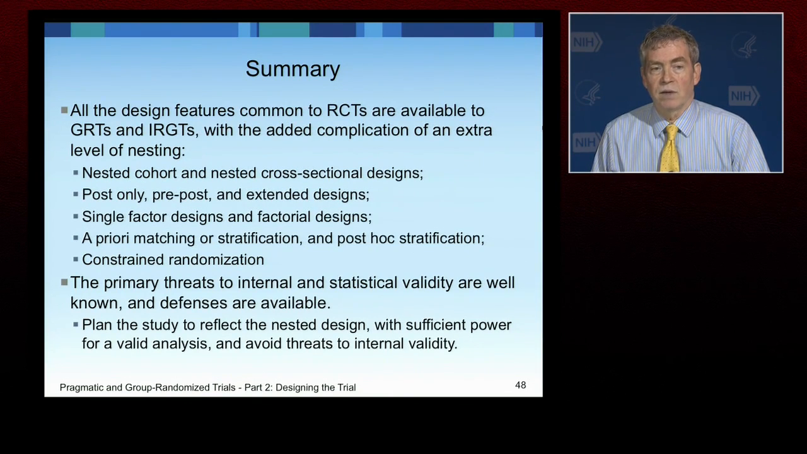I strongly recommend a priori matching or stratification or constrained randomization as a way to balance, especially if you've got a limited number of groups that you're going to randomize. And we've identified the primary threats to internal and statistical validity and some of the defenses that you can use to limit the impact of those threats on your study. I encourage you to plan the study to reflect the nested design, to have sufficient power for a valid analysis, and to avoid the threats to internal validity.